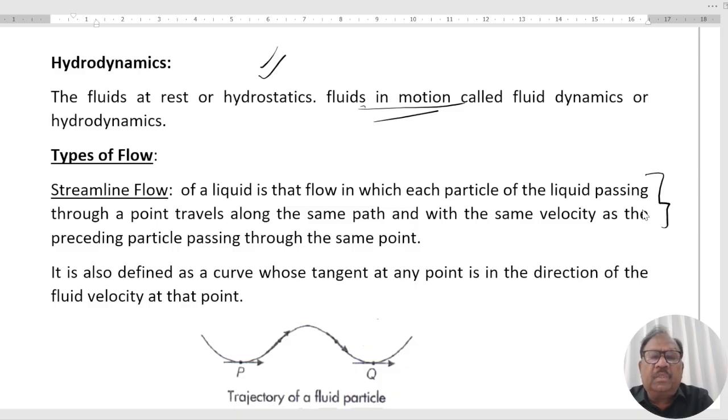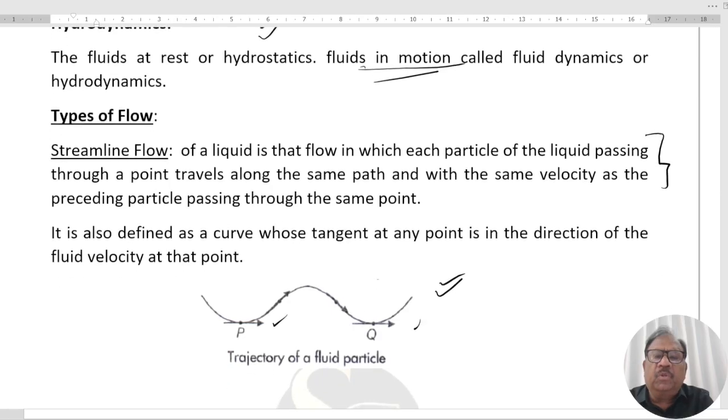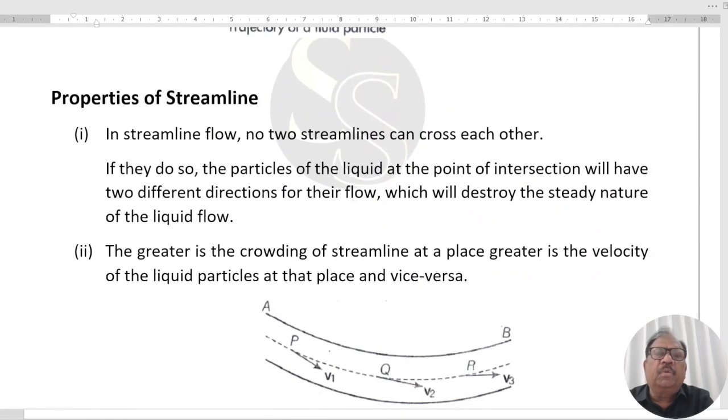It is also defined as a curve whose tangent at any point is in the direction of fluid velocity at that point. This is shown in the figure. This is the tangent, this is the direction of velocity of the fluid. Properties of streamline flow. In a streamline flow, no two streamlines can cross each other. If they do so, the particles of liquid at the point of intersection will have two different directions of flow, which will destroy the steady nature of the liquid flow. This is one of the properties.